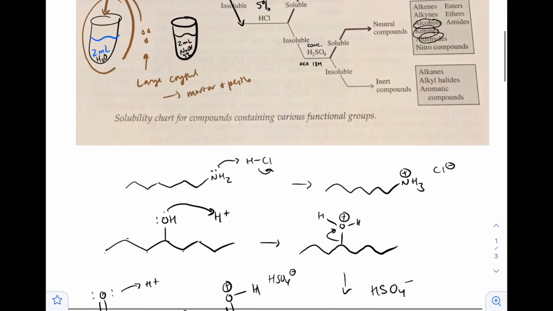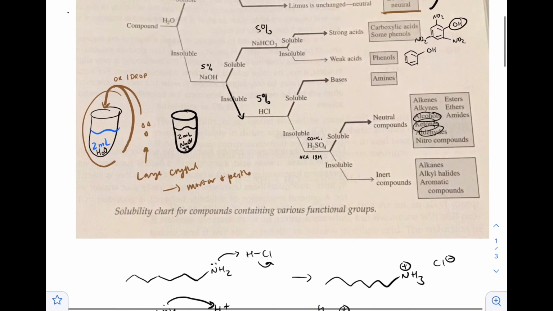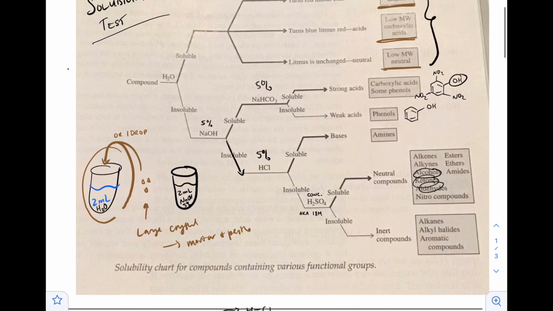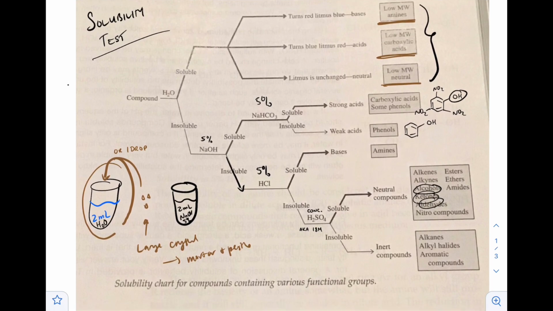Okay, so if it's not soluble, then it's an inert compound, and it's an alkane, an alkyl halide, an aromatic compound. What that means is it's an inert compound, meaning it doesn't react. Nothing's going to change, and it's not going to become a charged compound. It's not going to be soluble in sulfuric acid. And so essentially, that's how you're going to use sulfuric acid to help identify a neutral or inert compound. Okay, so it's pretty straightforward, honestly.